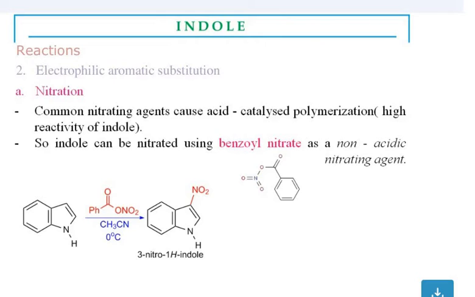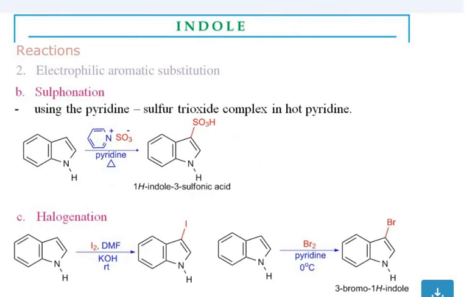Now, electrophilic aromatic substitution. Nitration, very common. Common nitrating agents cause acid-catalyzed polymerization, due to the high reactivity of indole. So indole can be nitrated using benzoyl nitrate as a non-acidic nitrating agent. Look at the reaction scheme. This scheme shows the conversion of indole to 3-nitro-1H-indole.